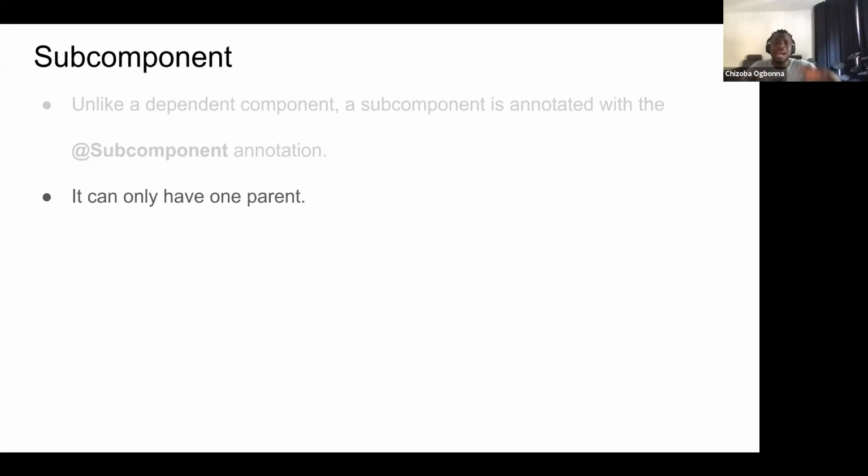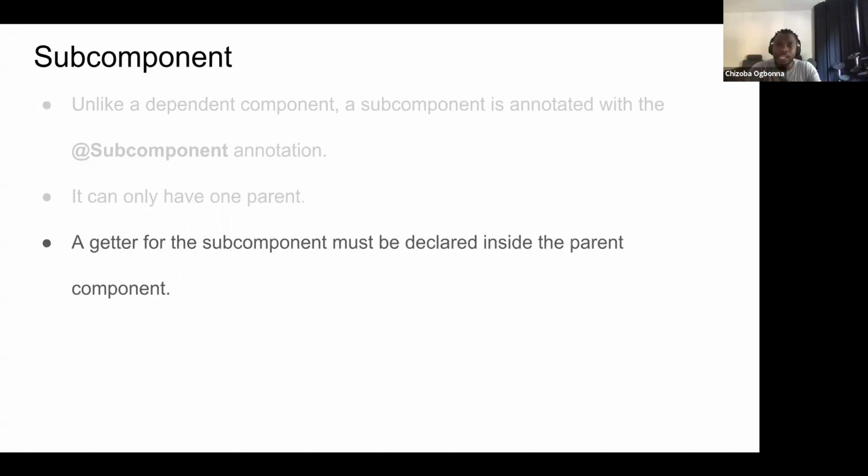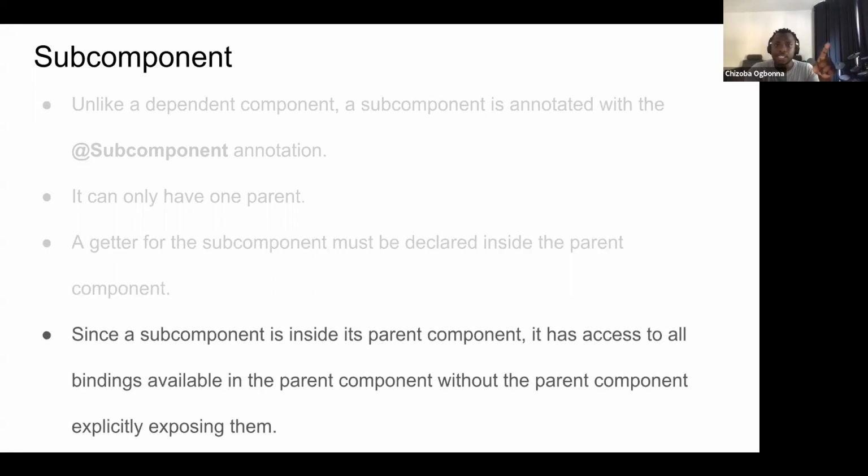So whatever bindings are available in the parent component, I also have access to those bindings, which makes sense, because a subcomponent can only have one parent, because it's embedded. You can't be embedded in plenty of places at the same time. I can only be declared as a subclass inside one particular class. You can't be a subclass here, here and here. You can only be a subclass in one place. That's why subcomponents can have only one parent, unlike a dependent component, where you can supply a list of components that the dependent component depends on. And in the parent component, you create a getter, because that getter is what you're going to use to get your subcomponents.